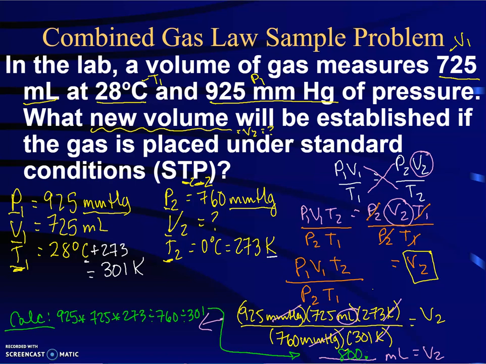Push pause after you get your calculator and try it out. See if you are doing the math. Very important to divide by 301 and not multiply. If it's in the denominator, you divide.